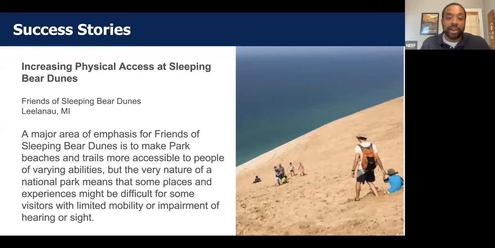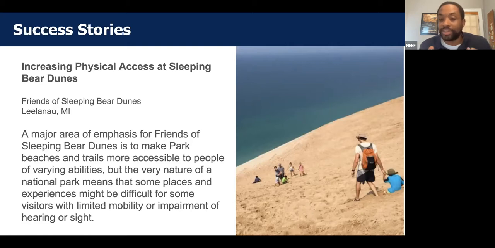The second story that I wanted to share is actually a grantee of NEEF's. And so it's the Friends of Sleeping Bear Dunes at Sleeping Bear Dunes National Lakeshore. A major area of emphasis for Sleeping Bear Dunes is to make park beaches and trails more accessible to people of varying abilities. But the very nature of the national park means that some places and experiences might be difficult for some visitors with limited mobility or impairment of hearing or sight.